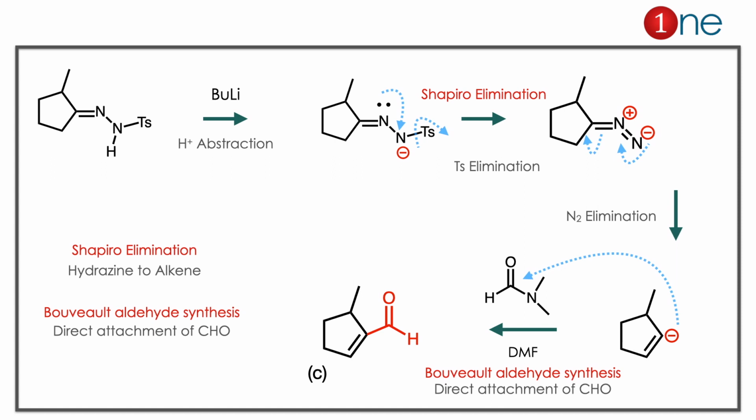Here you have to learn two important things, which are naming reactions. One is Shapiro elimination. Shapiro elimination is hydrazone converted into alkene through butyl lithium proton abstraction. Second thing is Bouveault aldehyde synthesis. Reacting DMF with the anion, you get the aldehyde, which is direct attachment to the system.